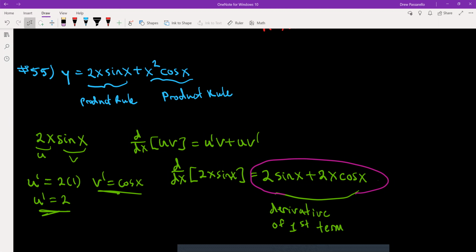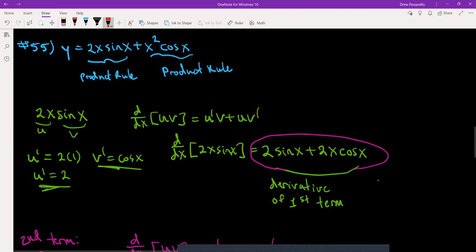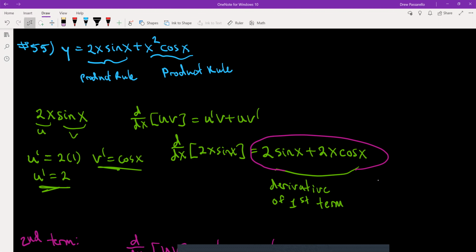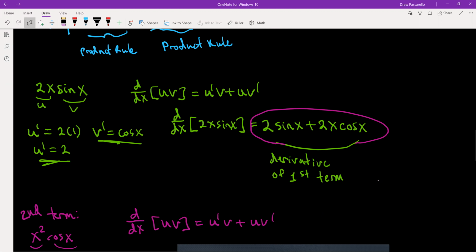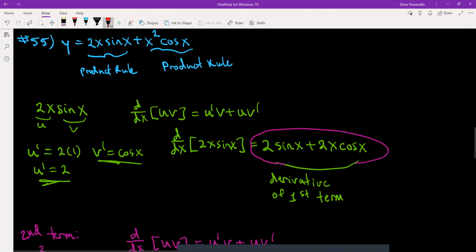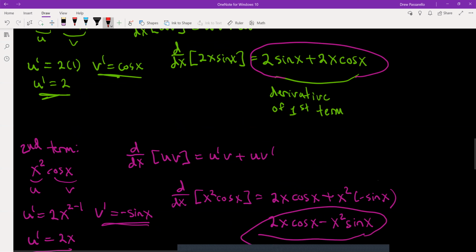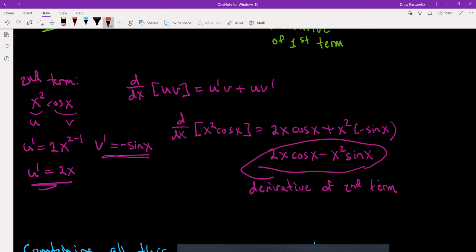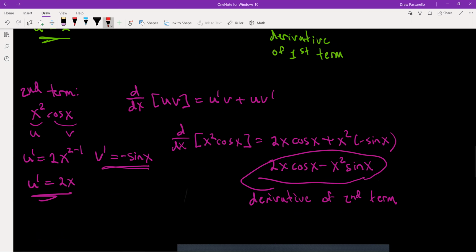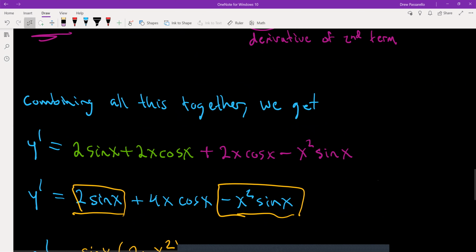And so for 55, I had to take each part, each term, and find its derivative. Since I have a product, I apply the product rule for the first term, and the product rule for the second term. So the first term, 2x sine x, when I found its derivative using the product rule, I get 2 sine x plus 2x cosine x. And then for the second term, x squared cosine x, I get its derivative as 2x cosine x minus x squared sine x. And then I just add the two together to get the overall derivative. So that's what is going on here.